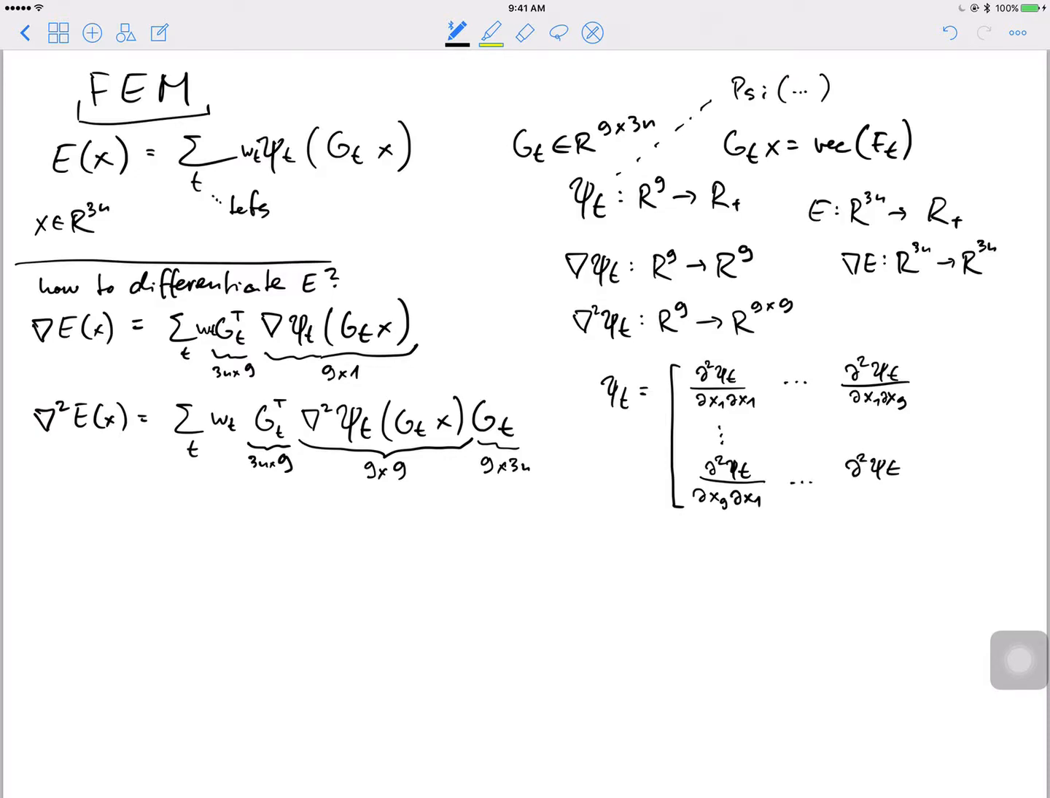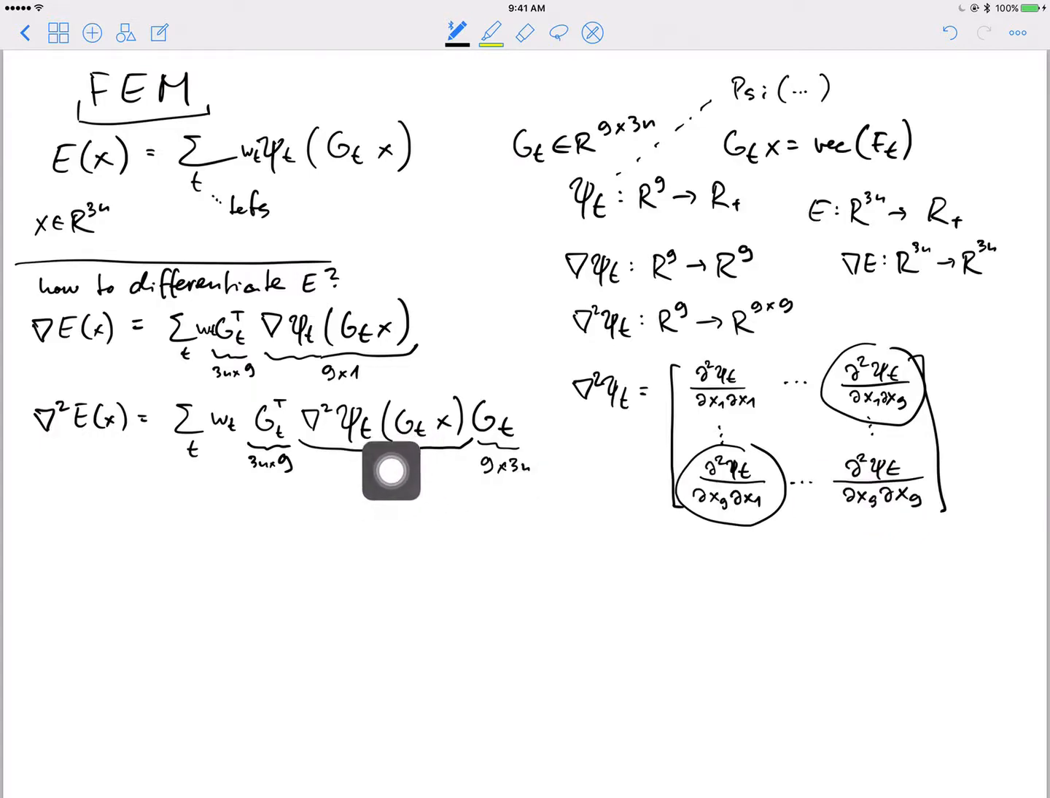And finally you differentiate by x9 and x9. Okay, it is symmetric because from calculus you know that this must be exactly the same as this. The order in which you differentiate doesn't matter, so this matrix is symmetric. And what I wanted to put here was the Hessian, right?